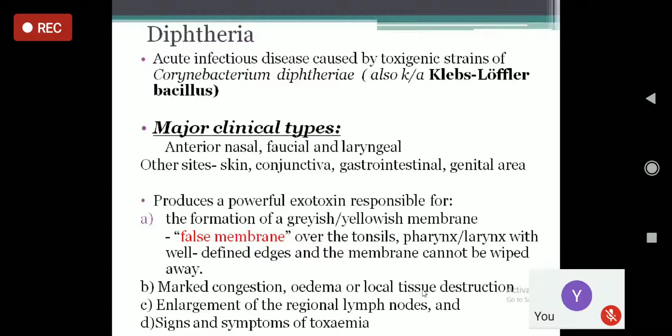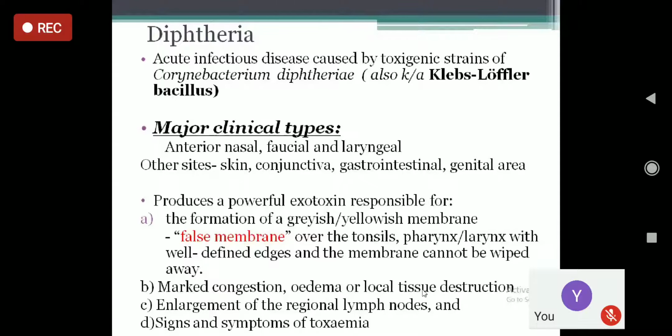So it basically depends on where the bacteria infects the human being, whether it is anterior nasal, the faucial region, or the laryngeal region. Okay, and other sites that could be affected by this bacteria are the skin, conjunctiva, even the eye, gastrointestinal system, and genital area. But these are very rare areas. Most commonly it affects the anterior nasal part, faucial part, and laryngeal area.